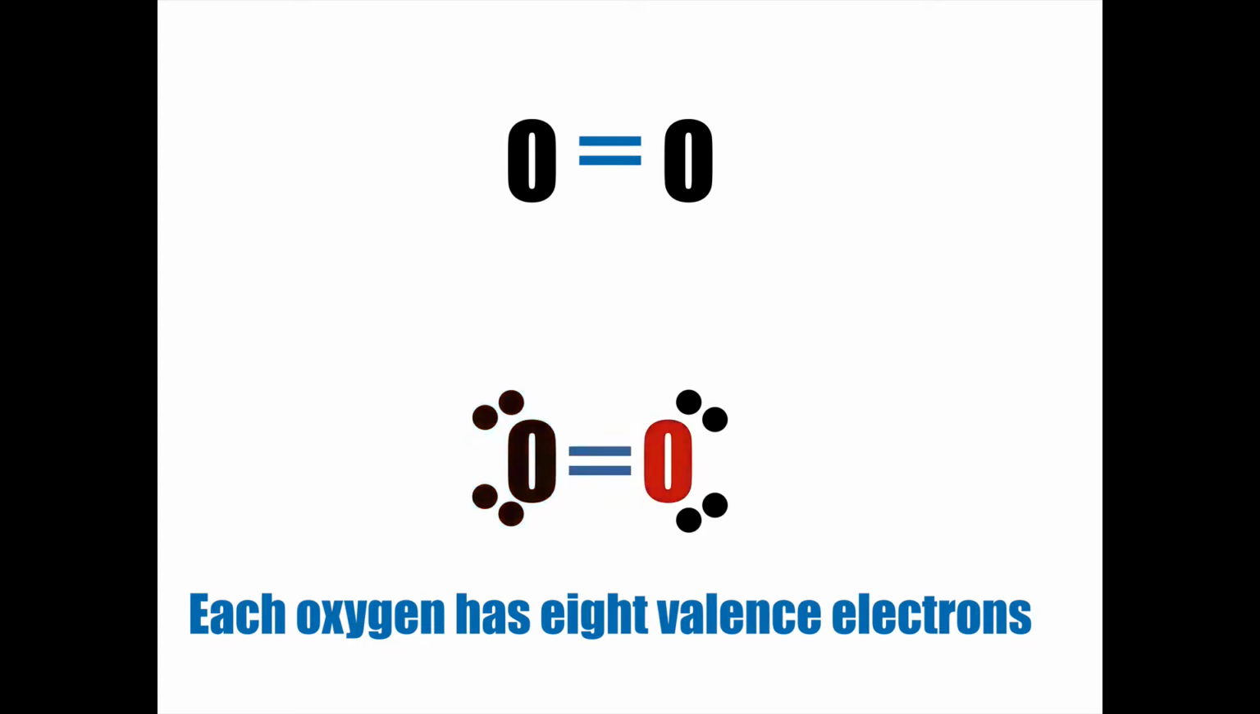Now let's look at the oxygen on the right. You have the same thing. You have two unpaired electrons, 4 electrons in total, and then you also add the shared electrons from the other oxygen, and that gives it a total of 8. So in this case, you have each oxygen having 8 valence electrons and becoming stable.